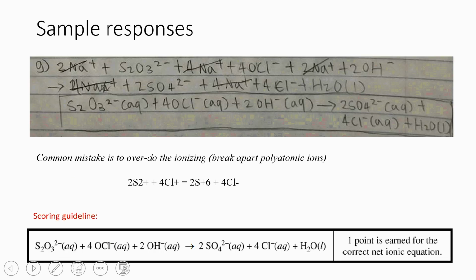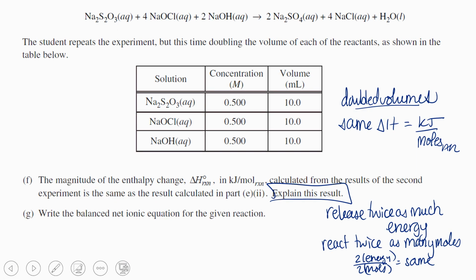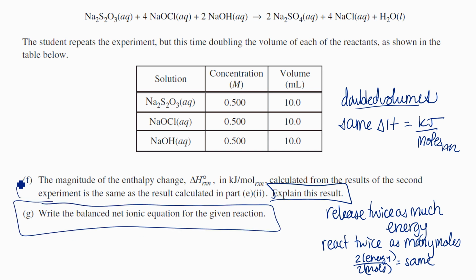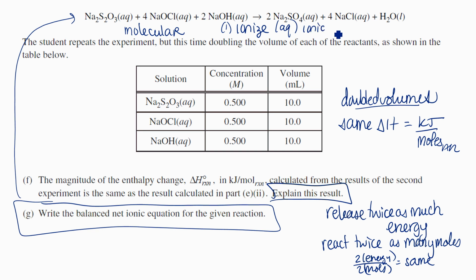And then the second part of it, let me go back to the question here. The second part is: write a balanced net ionic equation for the given reaction. So in this case, the reaction is already given up here at the top of the problem, in its molecular form. The key thing here is there's two things you want to do. First, you want to ionize any aqueous ionic compounds or acids. So anything that's an aqueous compound that's ionic or an acid, you're going to ionize it. And then the second thing you want to do is eliminate spectators.